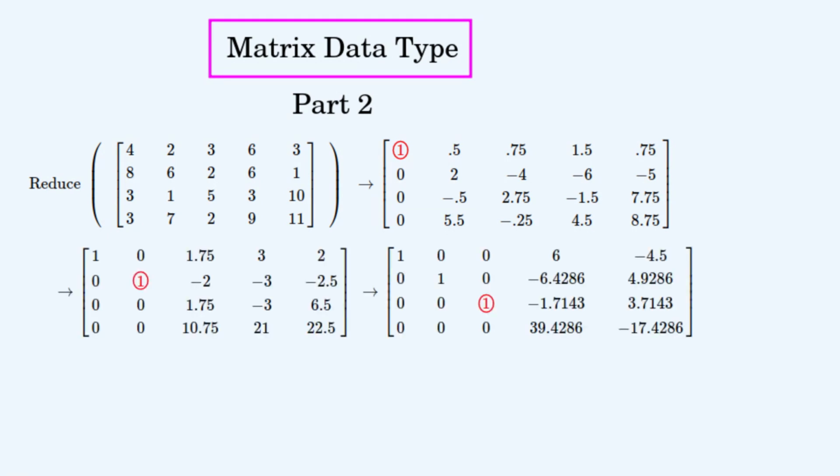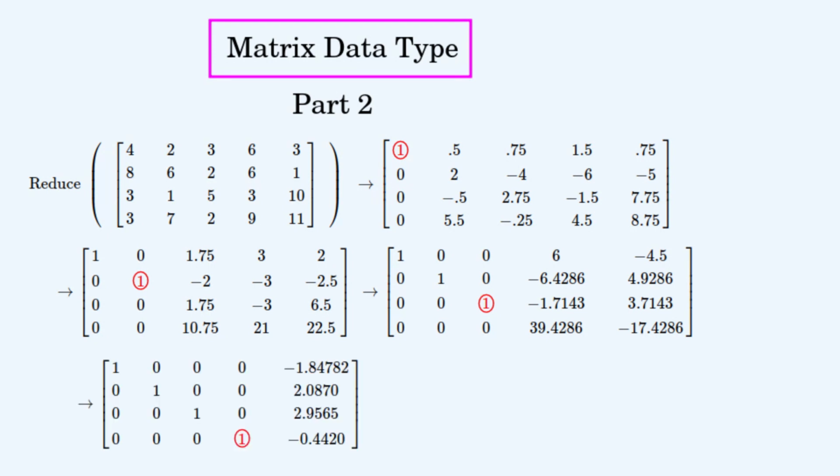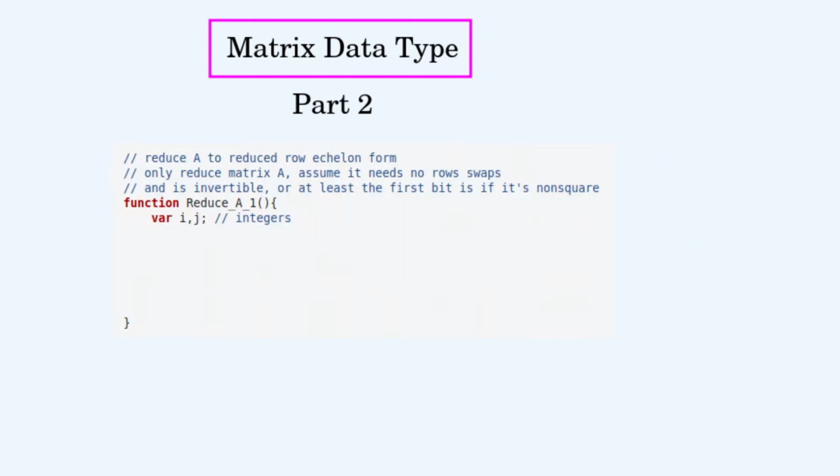Then we'll pivot the next two elements along the diagonal. And then finally, we'll pivot the last element in the diagonal, giving us this matrix, which is in reduced row echelon form.